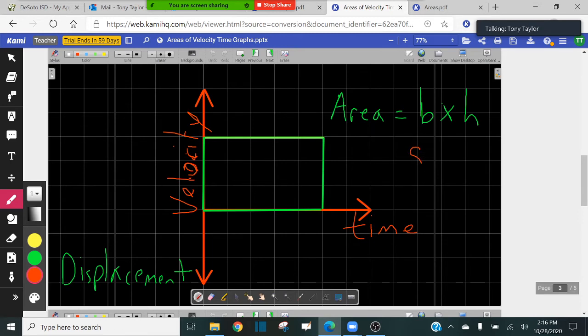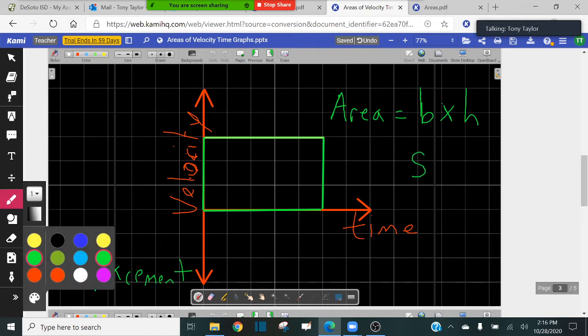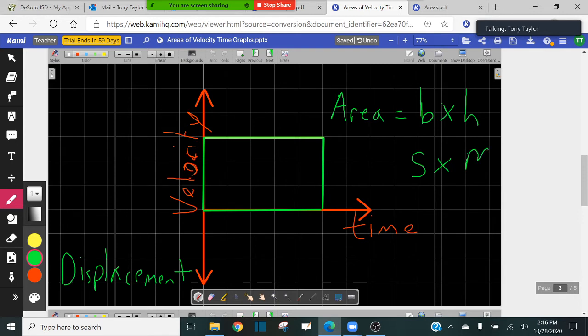So I'm going to write an S there to represent seconds. And what are we plotting along the vertical axis? What are the units for velocity? It is meters per second. So along my height here, I'm plotting meters per second.